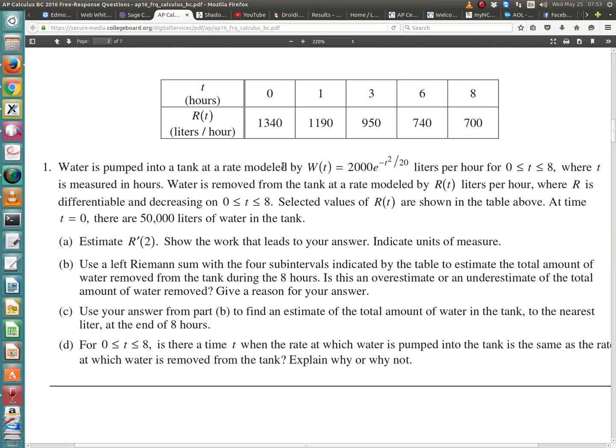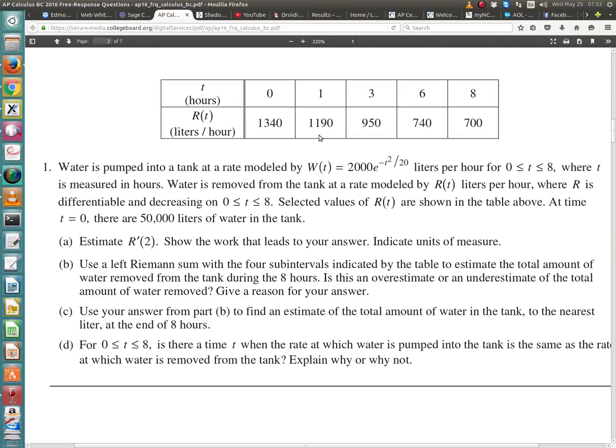At 0, so f of 0, r of 0 is the first height. What's your first width? What's your first delta t, let's say? Can you visualize this graph? 0, 1340. 1, 1190. 3, 950. 6, 740. 8, 700. It's decreasing, yes?